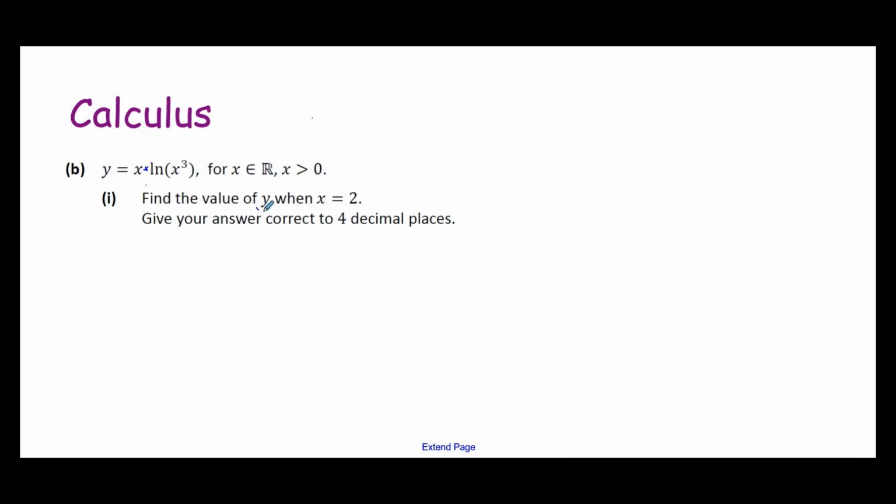We have to find the value of y, so this number, when x is 2. That's simple enough. We are replacing x with 2, so therefore y will equal 2 multiplied by ln. By the way, ln means what? Log of e, isn't it? And then again, instead of x here, we put 2 to the power of 3. We put all of that in our calculator, and to 4 decimal places, we should get 4.1589.